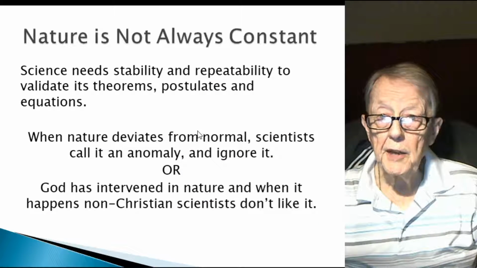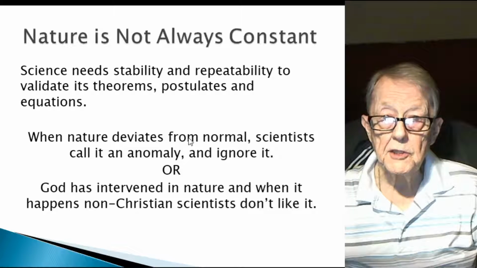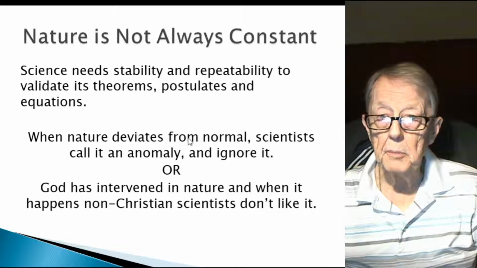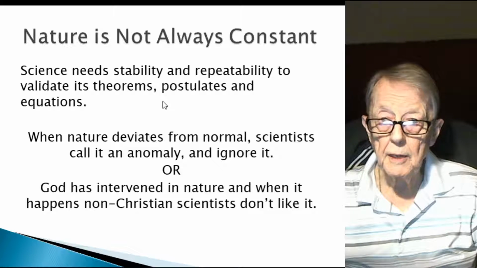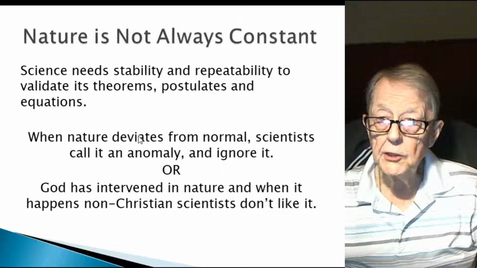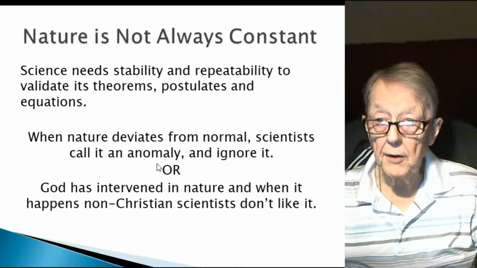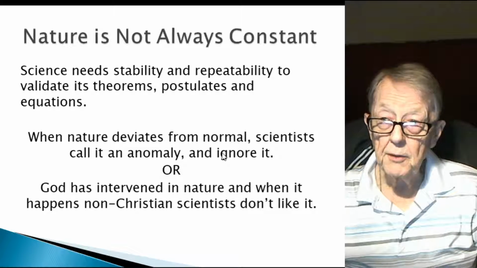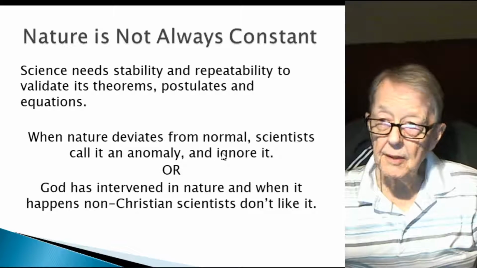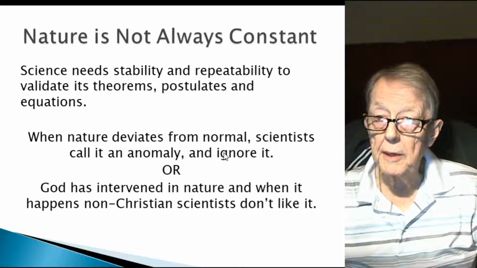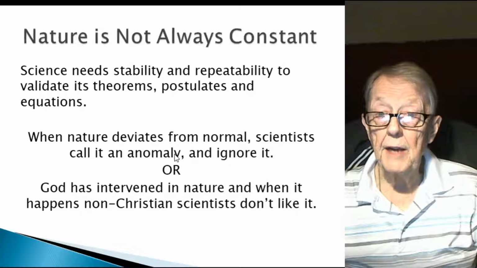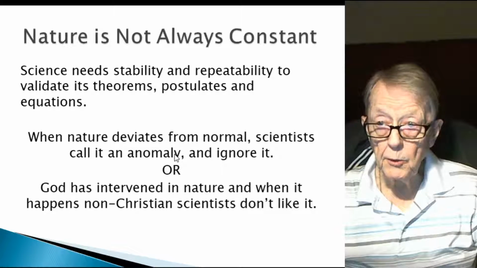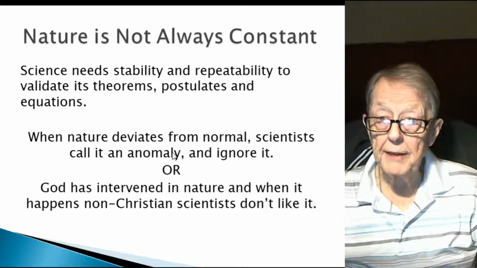Well, obviously, nature is not always constant. Science needs stability and repeatability to validate theorems, postulates, and equations. When nature deviates from the normal, scientists call it an anomaly. There are anomalies, and sometime I'm going to talk about anomalies, but they're generally ignored. Yeah, they look at it, trying to explain it, but as long as they call it an anomaly, that means they don't have an explanation. And some of them involve gravity.